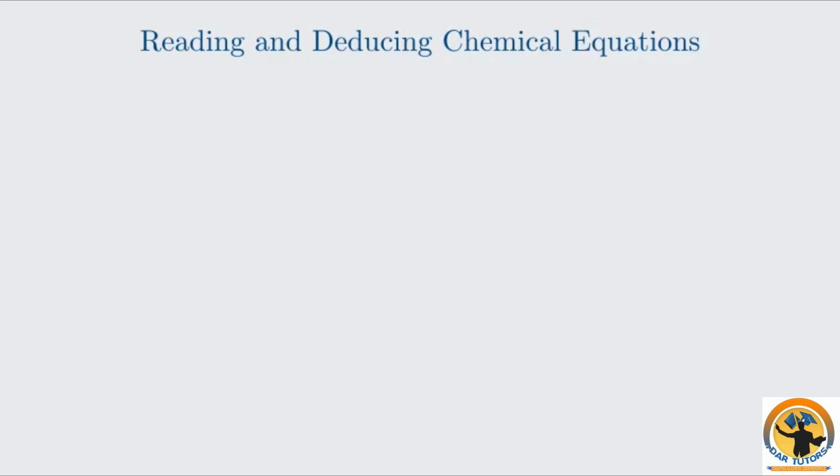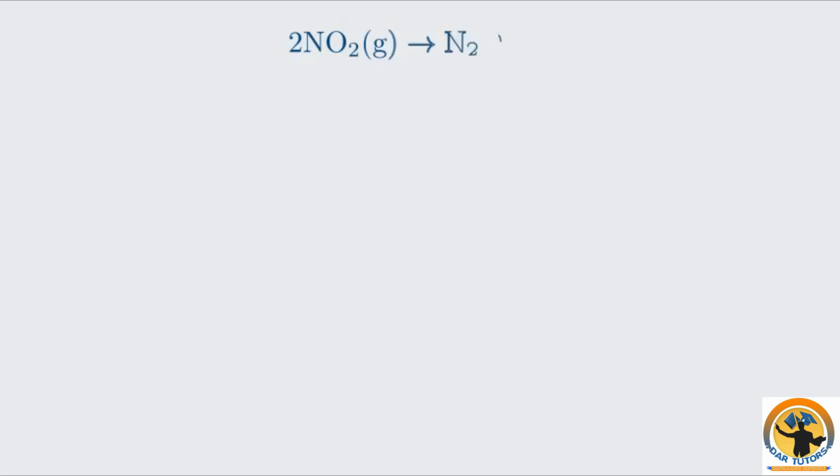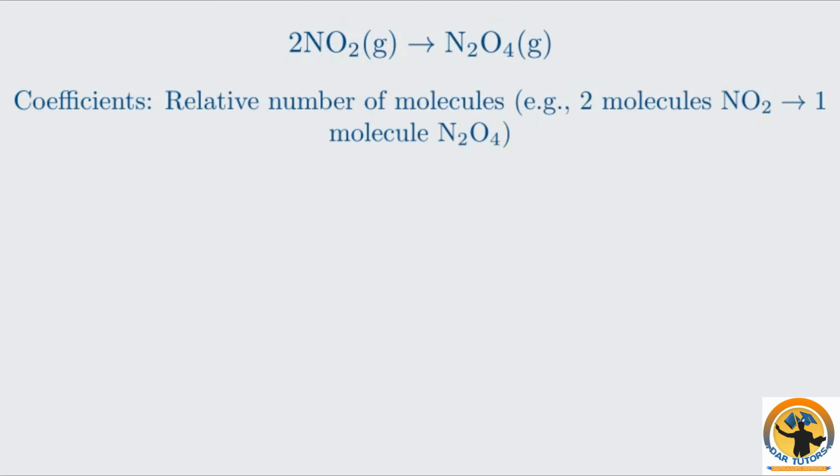First, let's understand how to read and deduce chemical equations. A balanced chemical equation is a powerful tool. It represents a microscopic reaction between colliding particles that we can scale up to the macroscopic world of moles and grams. This equation tells us a few things. Qualitatively, it states that nitrogen dioxide reacts to form dinitrogen tetroxide. Quantitatively, the coefficients, the numbers in front of each molecule, are key. They show the relative number of molecules that react. Here, two molecules of nitrogen dioxide react to produce one molecule of dinitrogen tetroxide.